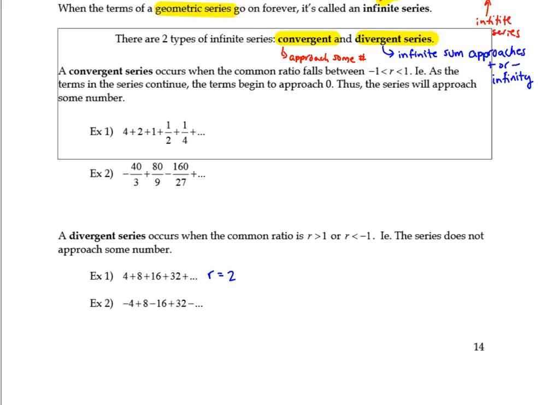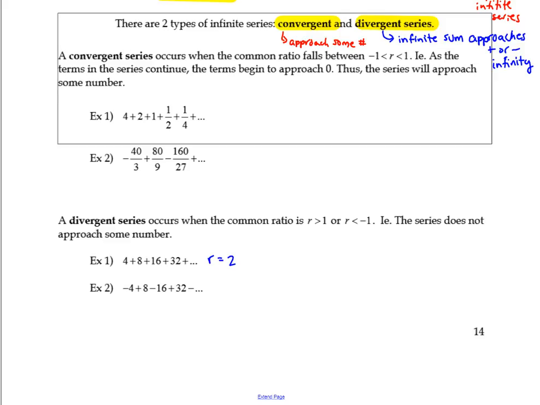Now, this one's very interesting because the sum doesn't approach some number. It keeps going back and forth between positive and negative values. So what's the common ratio here? -2. So for example, the first sum is -4. The sum of the first two terms is +4. The sum of the first three terms would be +4 minus 16, -12. So then the sum of the four terms, right? It keeps going back to these positive and negative numbers. If we keep doing this an infinite amount of times, it's not going to approach some number. It's all over the place, these sums.